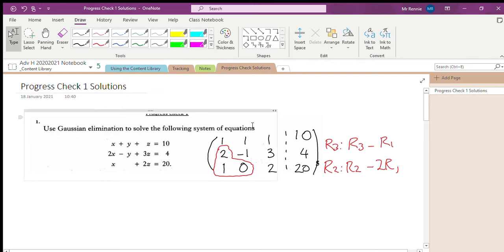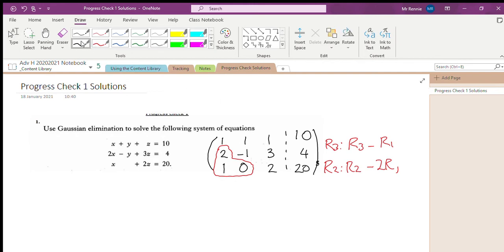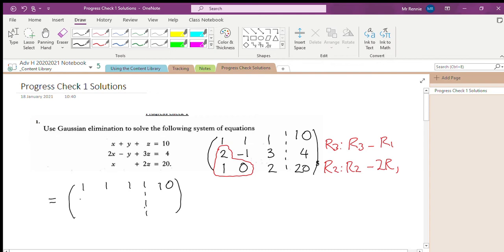Now, it's very easy to make errors in these very quickly, so if we just take our time with these, nothing's changing in row 1. For row 2, I said I had to do 2 lots of row 1 and take it off of my answer for row 2. So I've got 2, take away 2 lots of 1. That's going to give me 0 there, which is ideal, as I wanted.